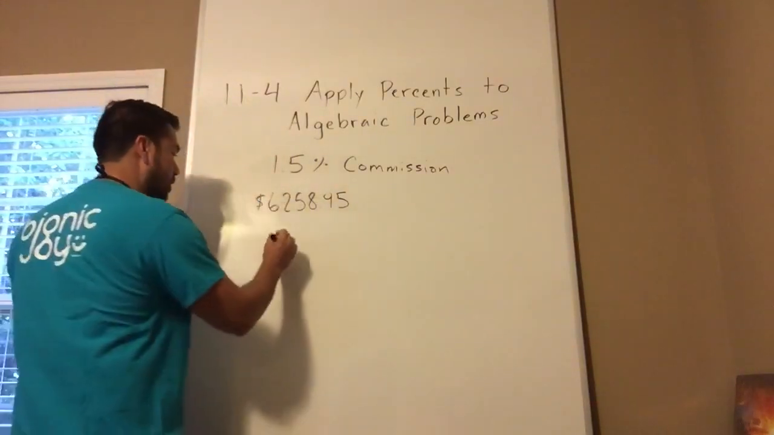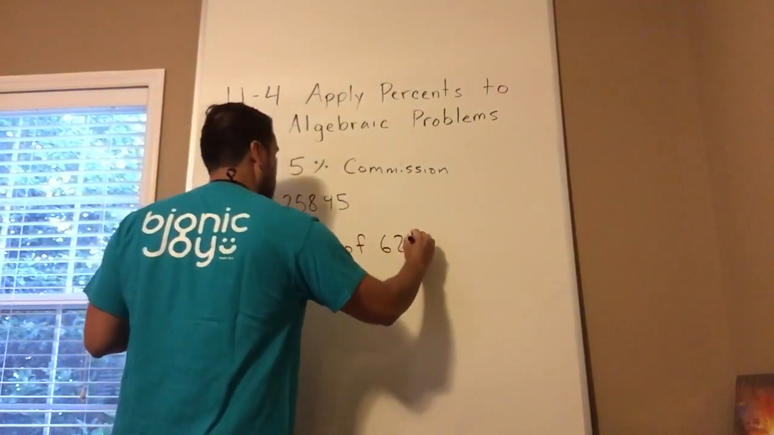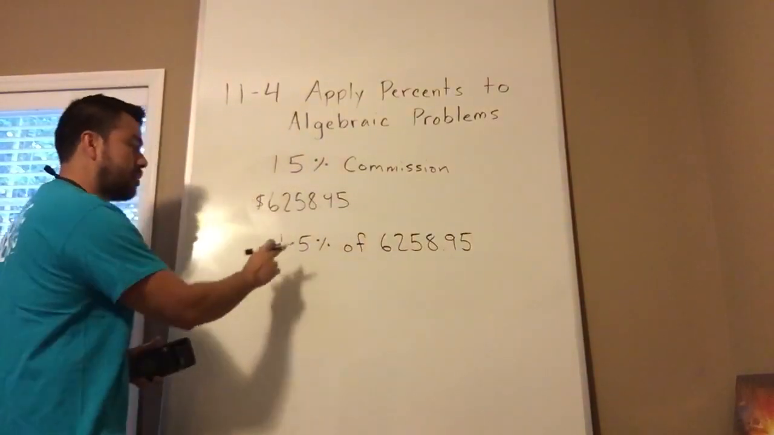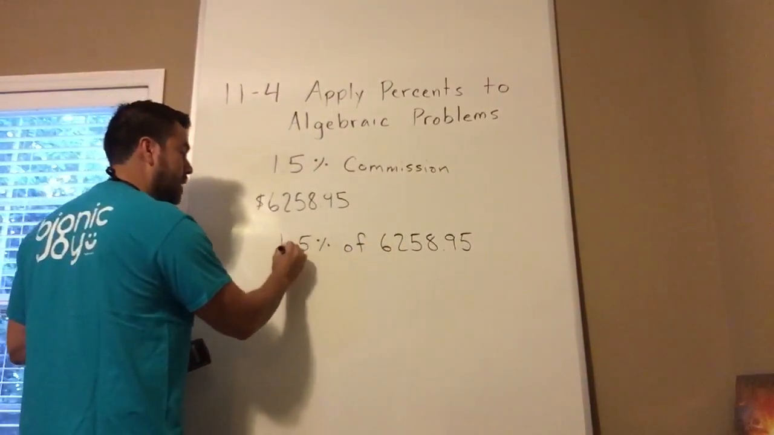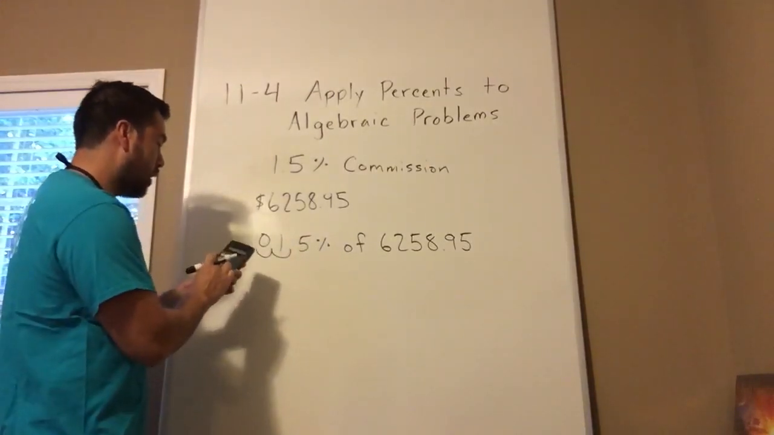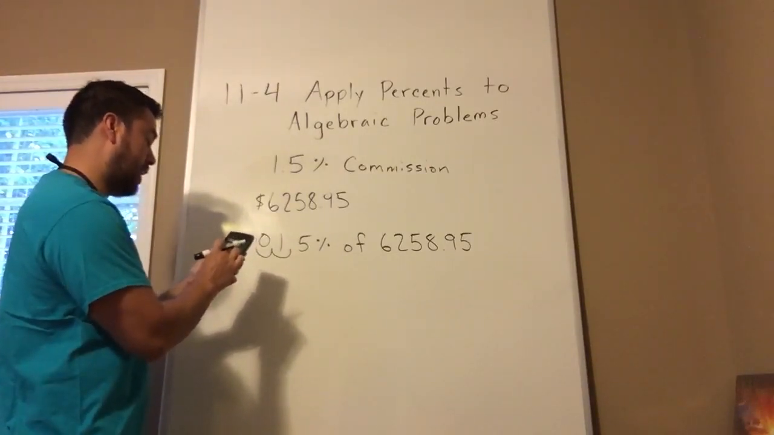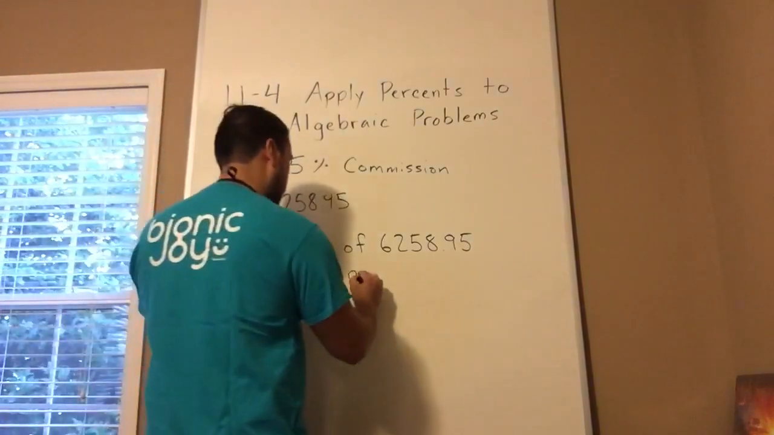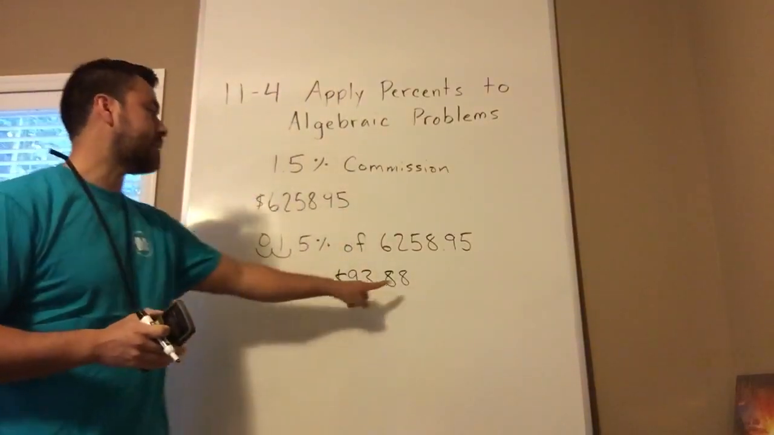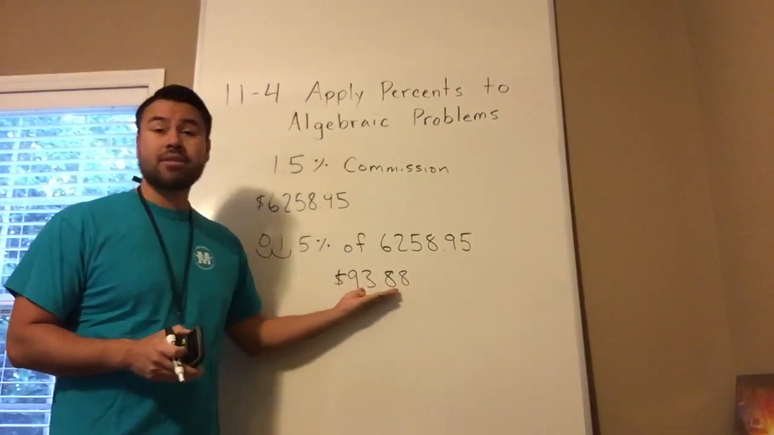So let's look at this. I'm looking for what is 1.5% of 6,258.95. Okay, so I'm going to make sure I remember this is a percent. So if I want to make it just a decimal, I move the decimal point twice. So I'm looking for 0.015 times $6,258.95. And that gets me $93.88. Remember, round it to the nearest cent because we're dealing with money. But $93.88, so that's how much commission she makes.